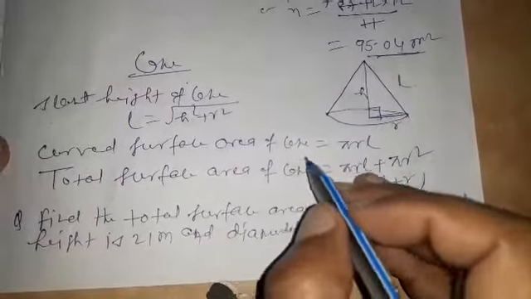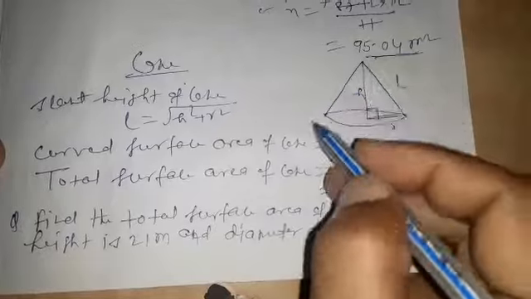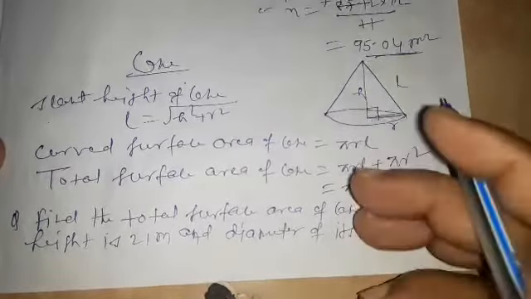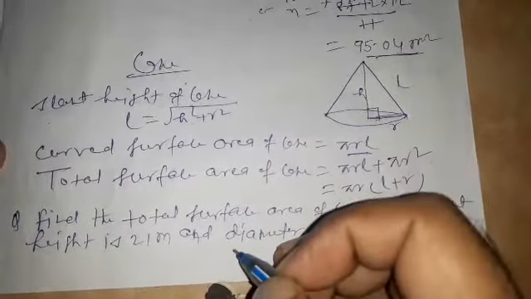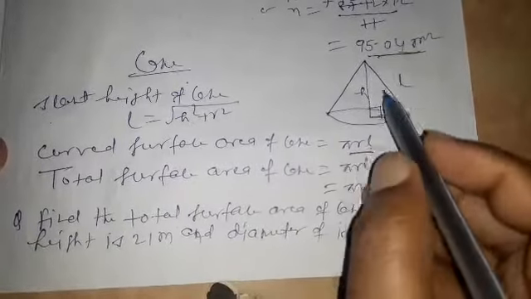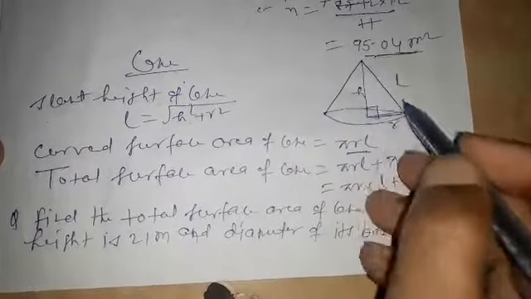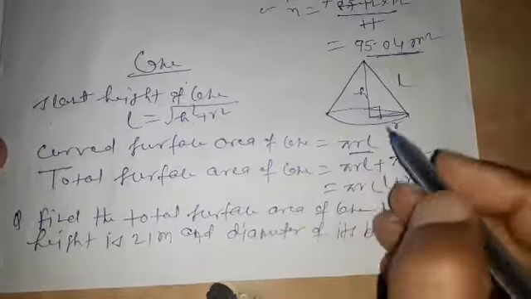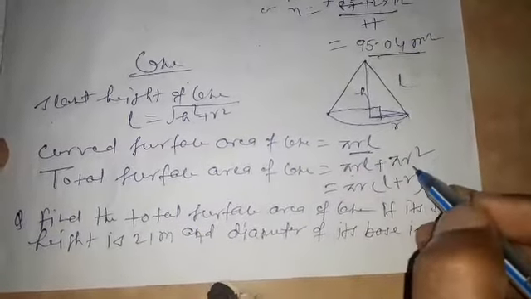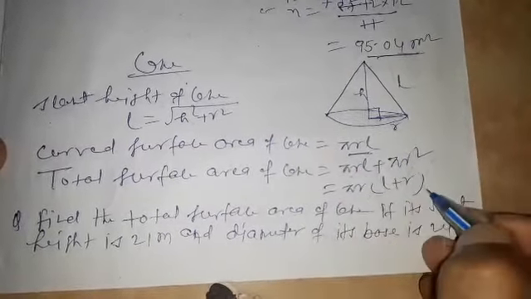Now the curved surface area of a cone. The curved surface area, meaning the area of this part, is pi r l. And the total surface area of a cone, because a cone has two surfaces, one curved and the other a plain circular surface, is pi r l plus pi r square. It means pi r (l plus r).